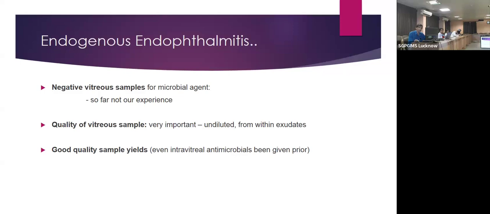That indicates two things: that intravitreal antimicrobials alone cannot control these infections. Vitrectomy, manual removal of the pus or infection, is needed along with the intravitreal antimicrobials. And second, if you are getting an undiluted, exudative sample, it will become positive and it will tell you what organism you are facing. So this is the thing.